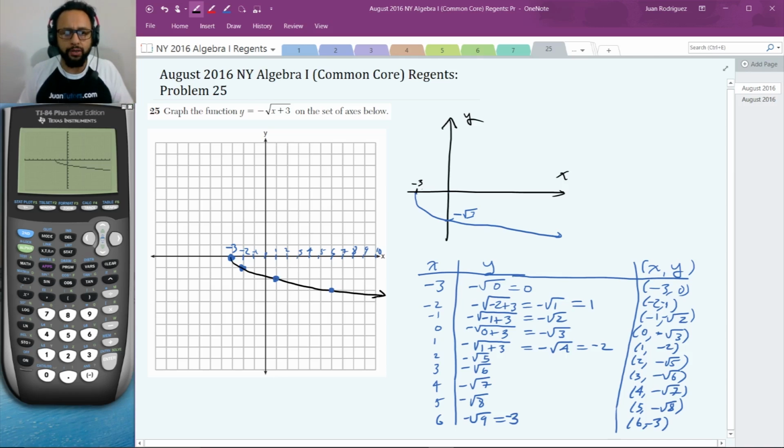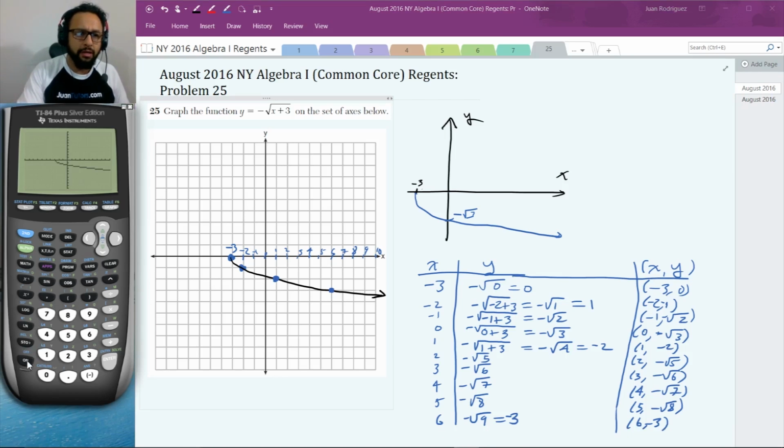Where can I lose points on this problem? Not drawing the points correctly. That's one way you can lose points. Not labeling the points correctly. Another way that kids constantly lose points and think that they can get partial credit is by graphing this thing on the calculator, already having enough information on the calculator, and not doing it. Not even bothering to label the points correctly.